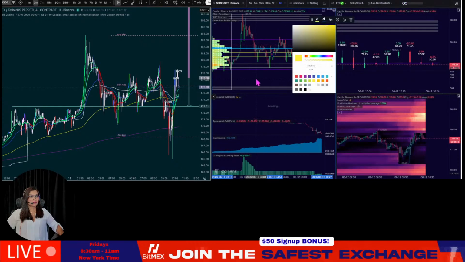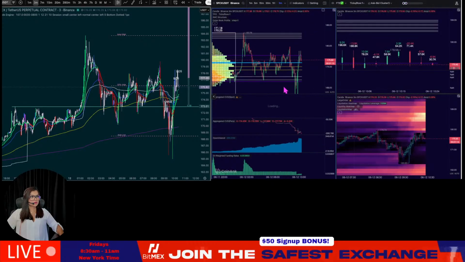On what color? Yellow. Let's put yellow. All right. So this area here should act as resistance. If this area gets disrespected, so if price runs through here with volume, momentum, then I'll be paying attention to this other little one here. Look at that. These ones are tiny naked nodes, so they don't seem to be very strong.